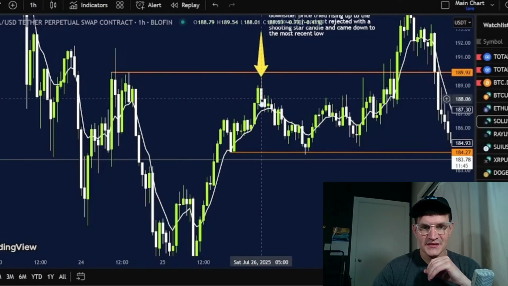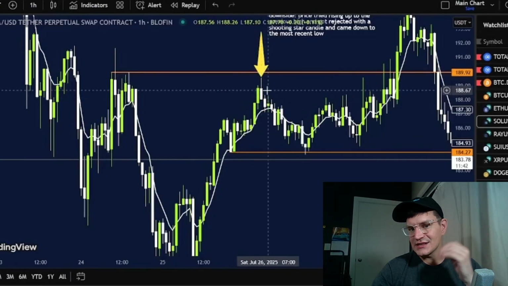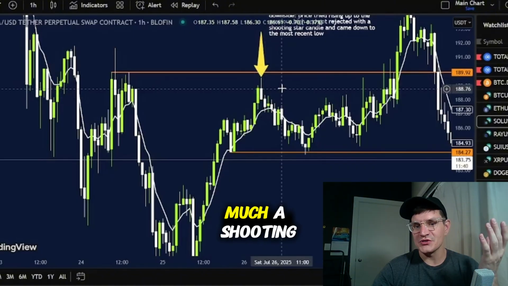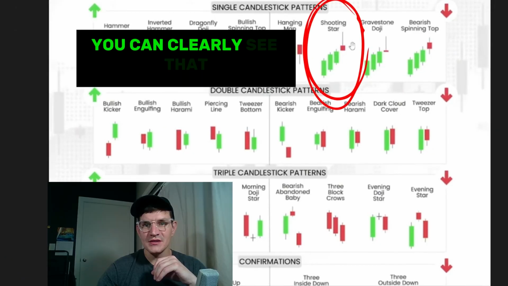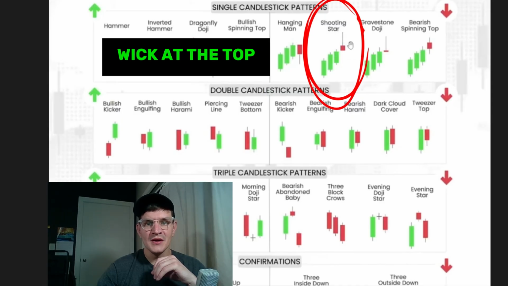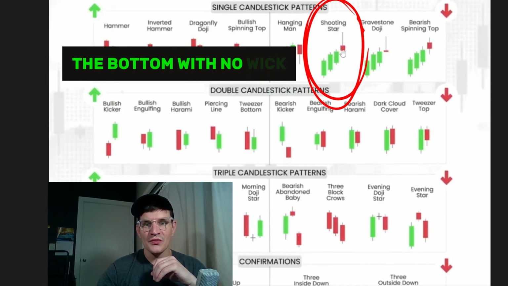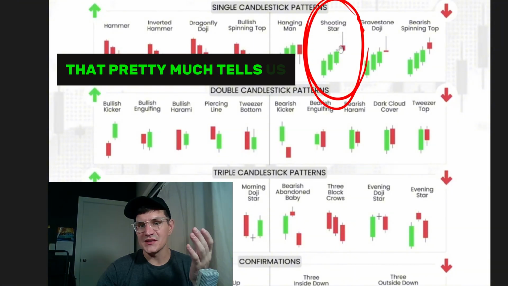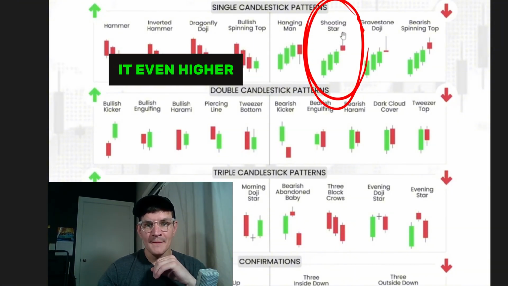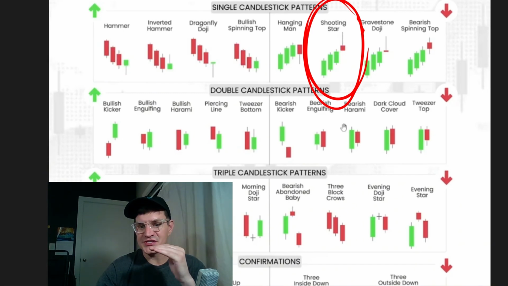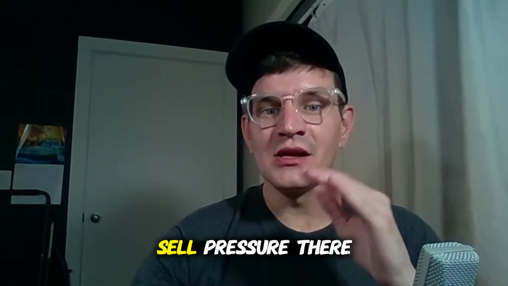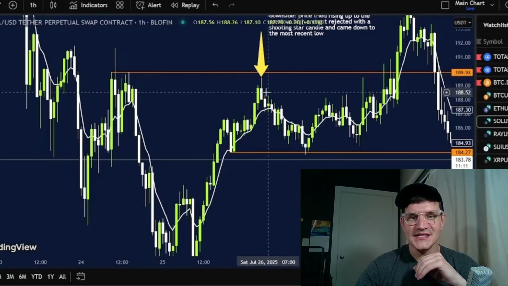You can tell by looking at this candlestick here. It's a very large one, but it's pretty much a shooting star candle. If you check out a shooting star candle, you can see that it has a very long wick at the top, followed by a body at the bottom with no wick at the bottom. That tells us that bulls tried to push it even higher, but bears took over and pushed it back down, creating that bearish sell pressure. And that's exactly what happened here.